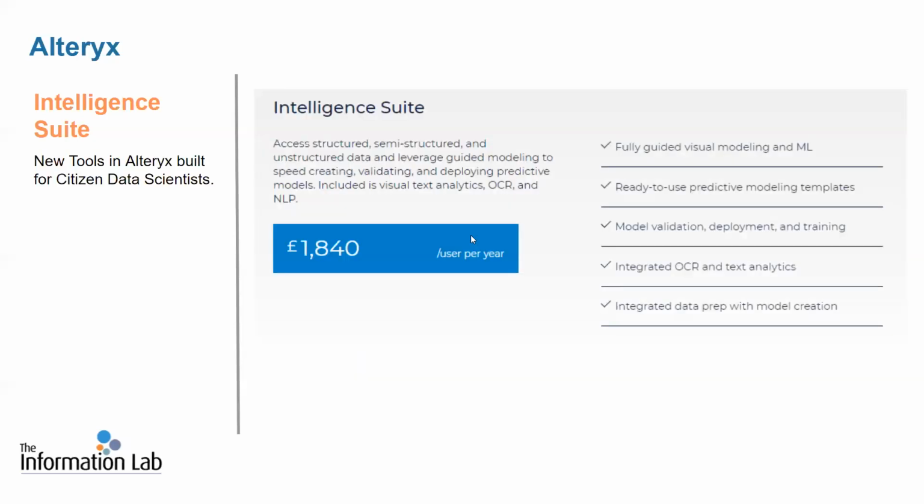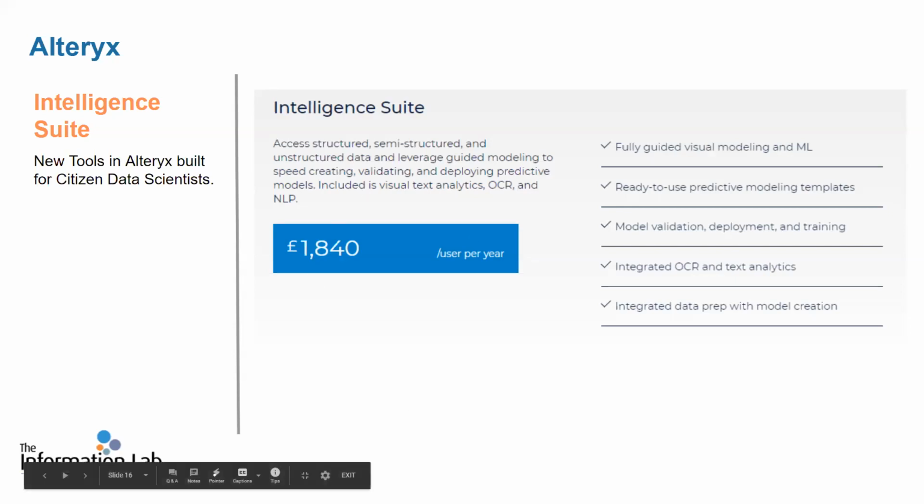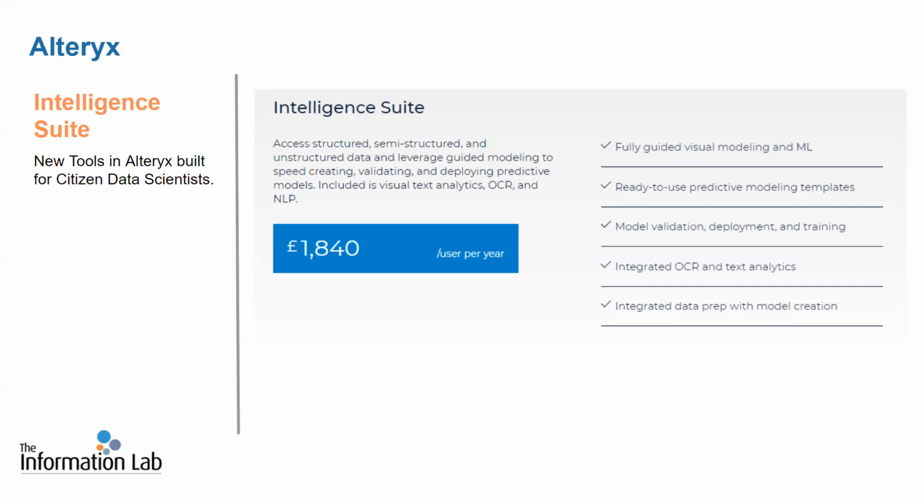Intelligence Suite is a separate download, so it's an add-on to Alteryx. It's something that you need to get from Alteryx and download. It's £1,840 per user per year. That gives you all the features that Beth mentioned. It allows you to do that automated modeling, so you get those Python tools, you get the OCR and text analytics as well for the PDF that she was talking about. So you can really start building that out.